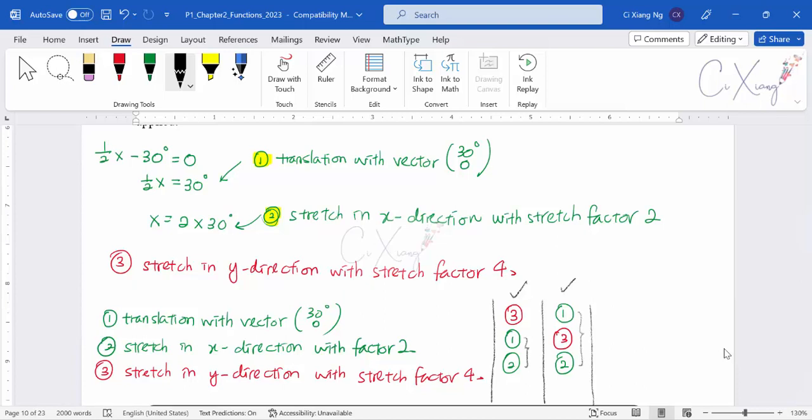For the next video, we will be discussing more on domain and range. There are many ways to decide the domain and range, and the way that I prefer is still using the graph. If we want to use the graph to decide the domain and range, then this transformation concept will be very useful. So we'll discuss more on that in the next video.